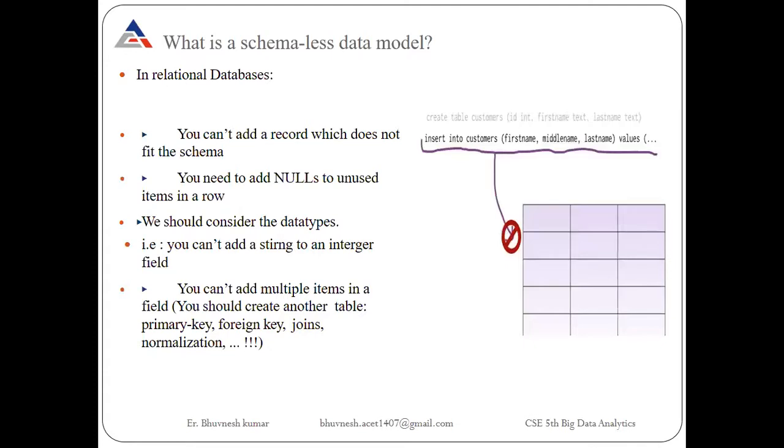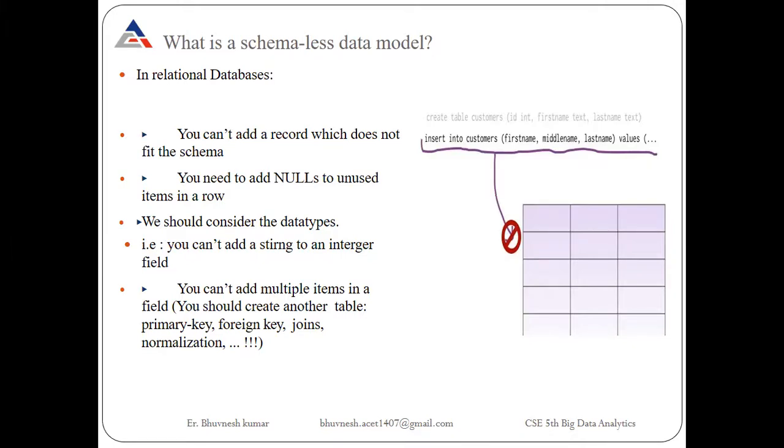Further, what is the schema-less data model? Schema-less means we do not need any type of structure. But in your SQL or relational database, we cannot add a record which does not fit the schema. We are talking about SQL now, the relational database concept. In a relational database, we cannot add any record without a schema, meaning we need a schema in a relational database. But in your NoSQL, no schema is needed. That is why NoSQL has the concept of schema-less.